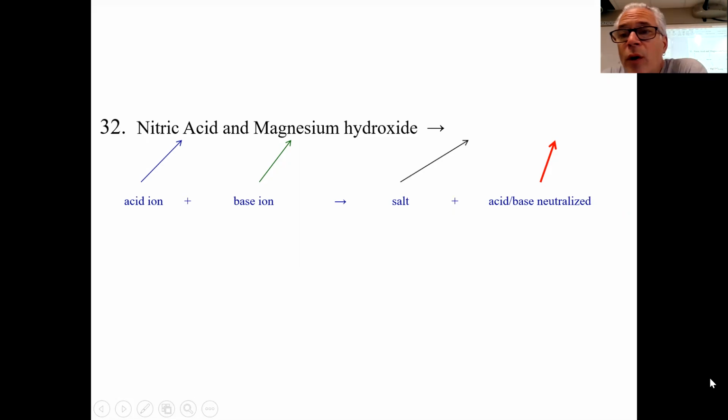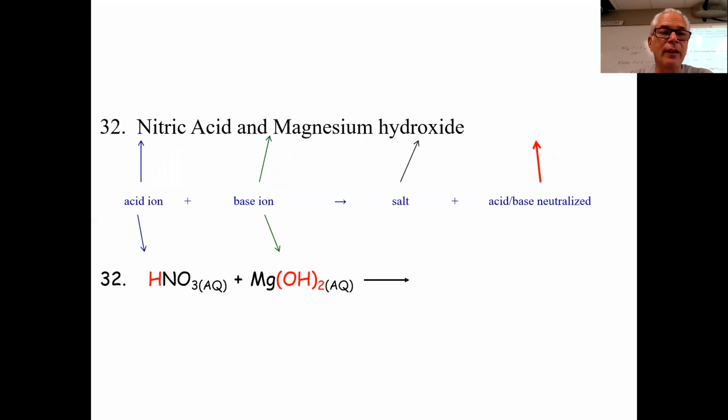Here we go. Question 32 from the notes. We have nitric acid and magnesium hydroxide. They are on tables K and L. If we write the formulas for the nitric acid and the magnesium hydroxide, we see very quickly that this is what they look like, HNO3. Magnesium hydroxide is a double hydroxide because magnesium is a positive 2 ion.